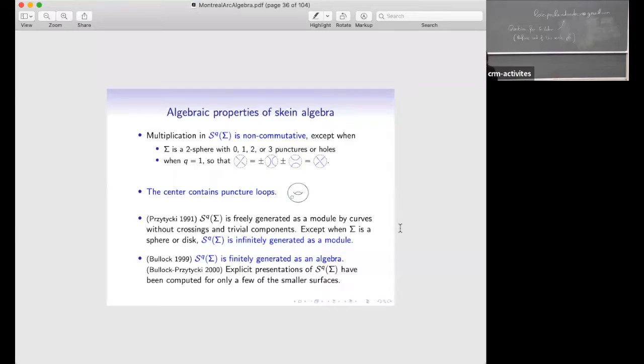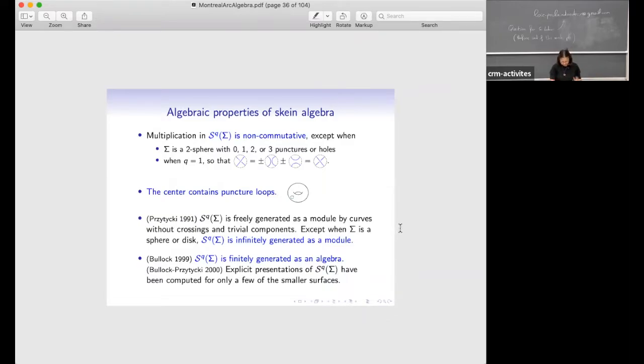Okay, and then Bullock also showed that it's finitely generated as an algebra, and Bullock-Reshetikhin has computed the presentations of this skein algebra for a very few number, and I think it's still few. I don't think there's been much progress in that direction so far, but these presentations are really nice because they have been shown to be related to things that are very far-flung, like representation theory of UQ SO3, if I say it correctly, I'm not quite sure.